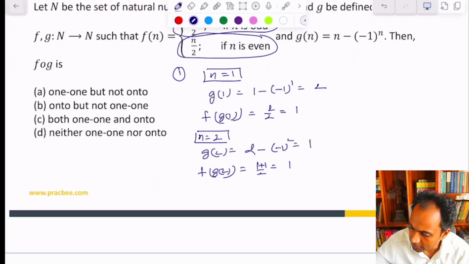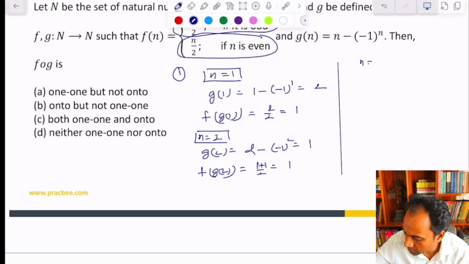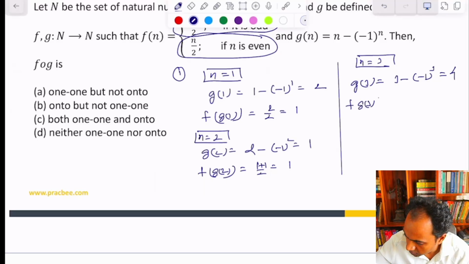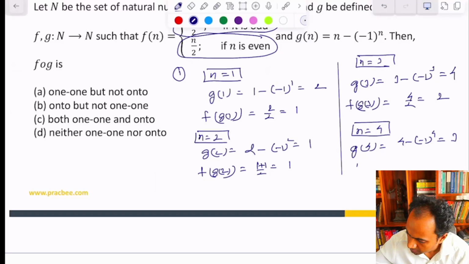Let us do it for two more values. So if I do it for n is equal to 3, then g of 3 will come out to be 3 minus 1 raised to the power 3, becomes 4. And f of g of 3 becomes again 4 by 2, that becomes 2. And n is equal to 4 if I put, so g of 4 would be equal to 4 minus 1 raised to the power 4, comes out to be 3. So f of g of 4 comes out to be 3 plus 1 by 2.